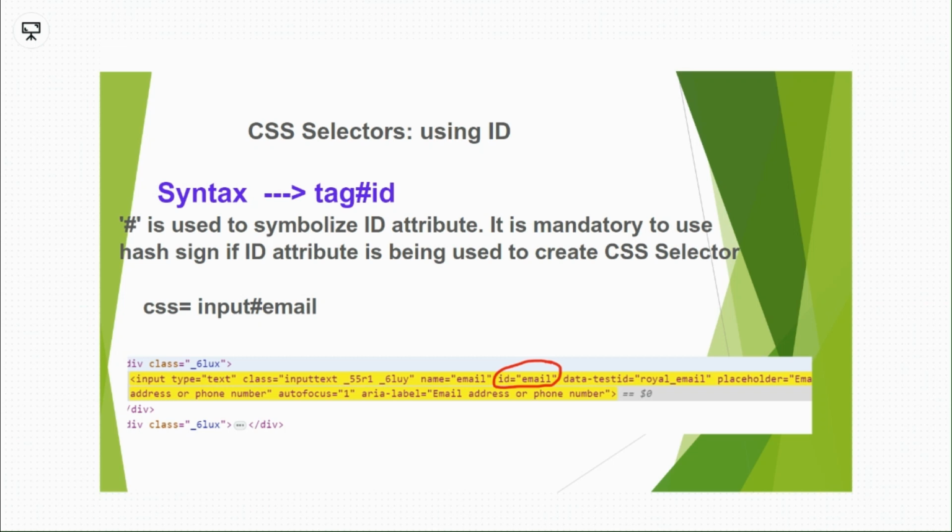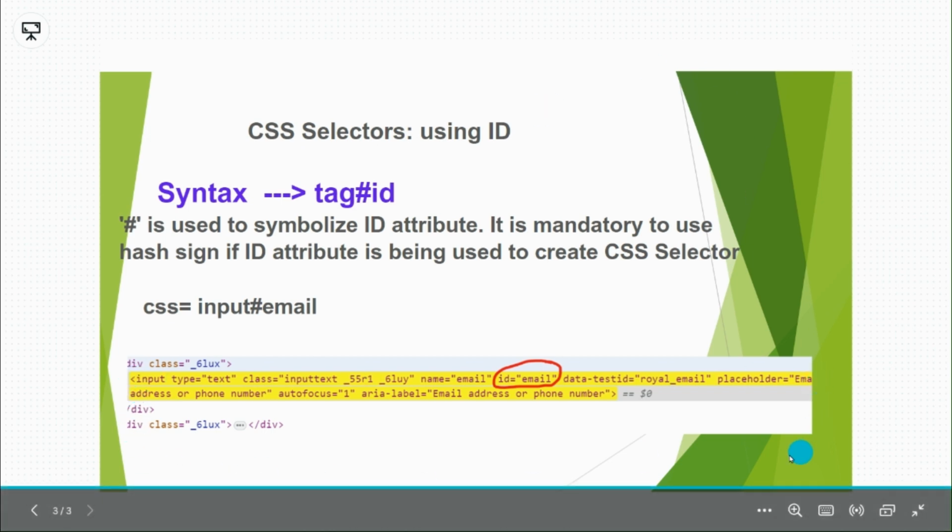Hey guys, welcome back. In this video, we will understand how to use CSS Selector with ID. If a web element has ID, you can use ID attribute for CSS Selector. This is the syntax, and the syntax is tag name, hash, ID. This hash is used to symbolize ID attribute, and it is mandatory to use hash sign if ID attribute is being used to create CSS Selector. So as soon as you type tag name and you write hash, then Selenium will understand that you are going to use ID to locate an element.